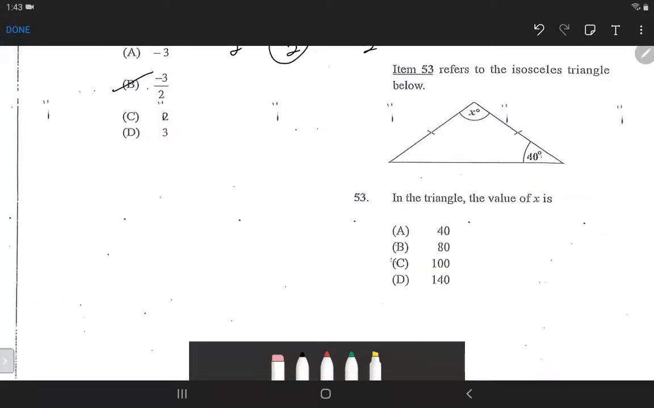Item 53 refers to the isosceles triangle below. Notice these two sides are equal, so that means the angles have to be equal. So the value of x is 100 degrees because it's supposed to add up to 180.